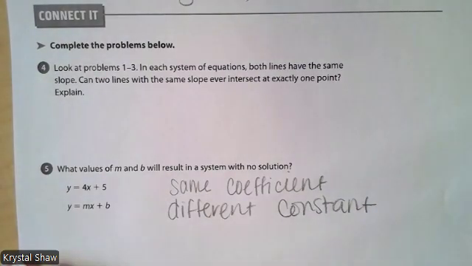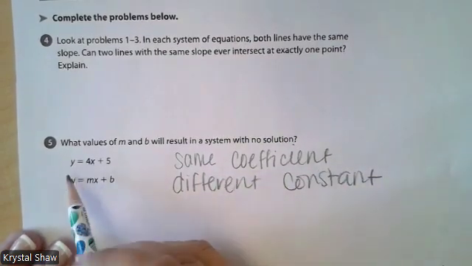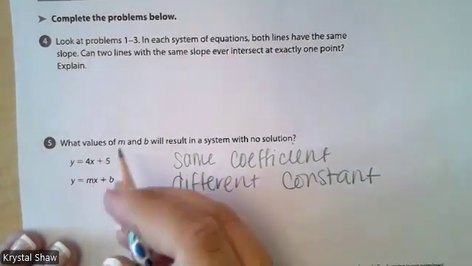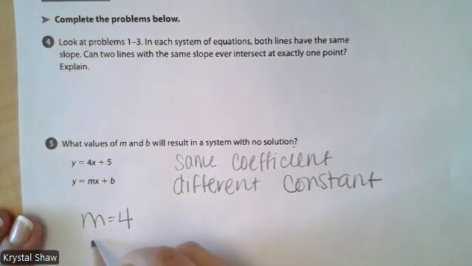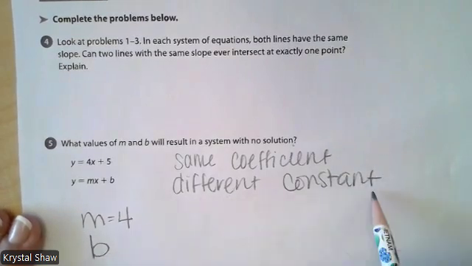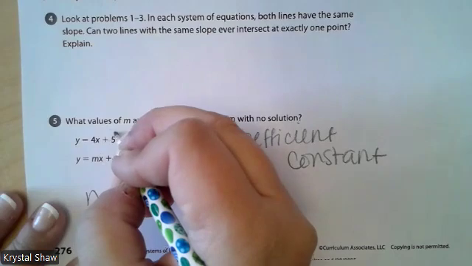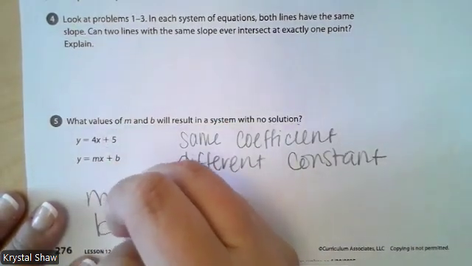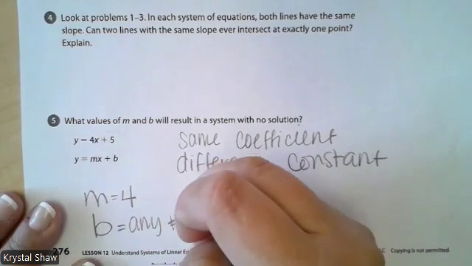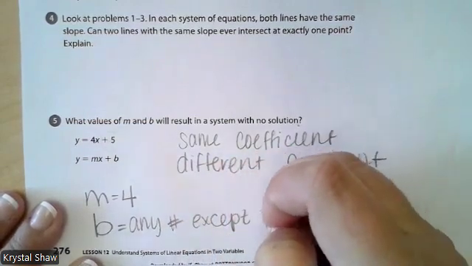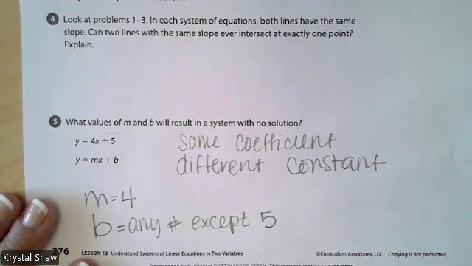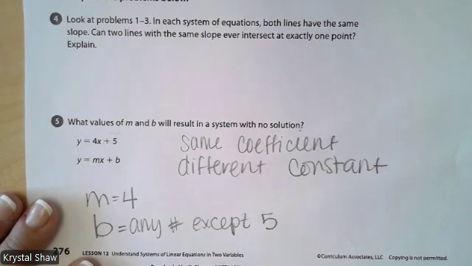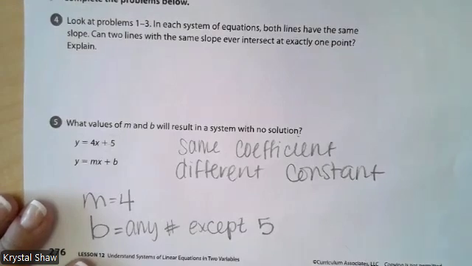So what is going to give me a no solution? Same coefficient. When I look at my top one, my coefficient means that m is going to have to equal 4. And b, it has to be a different constant. So it's anything, any number except 5. So if I put my slope in as 4 and I give any number other than 5, I will have the same coefficient, different constant, and therefore no solution.